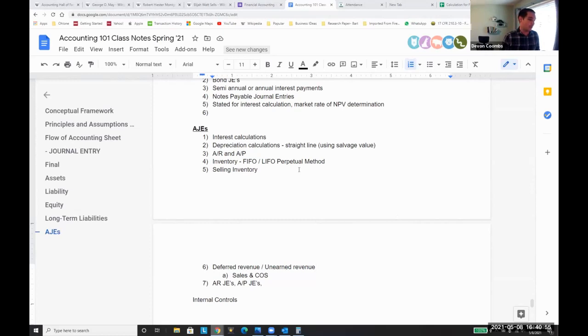Know your prepaid accounts. What they are, the definition and journal entries. Talked about financial statements.